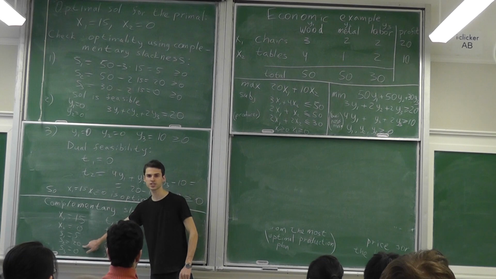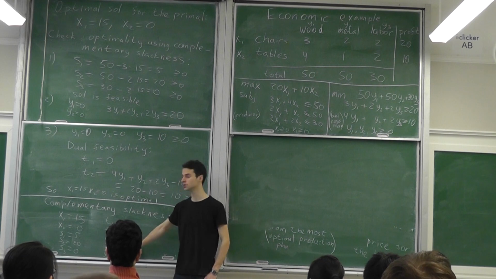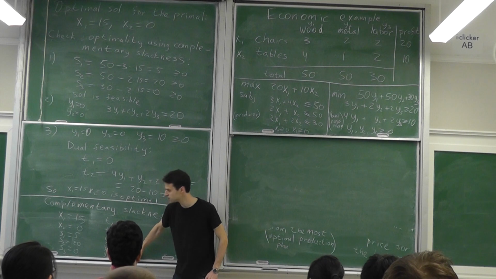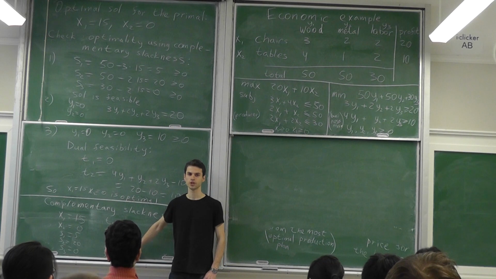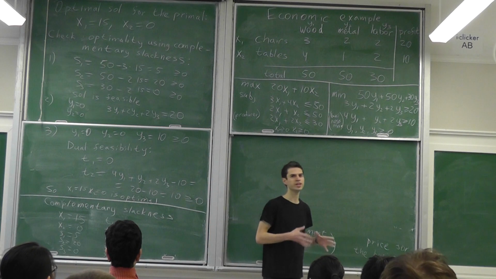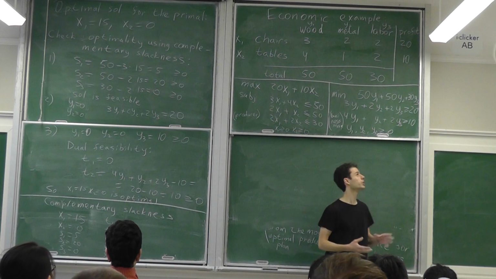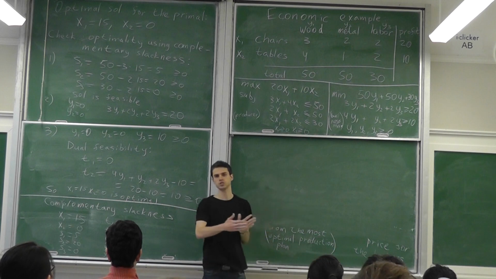Similarly here, extra capacity for metal converts to 0 price for the metal. But something quite different happens for labor. You could use more labor. If you get 1 extra unit of labor, well, this constraint got pushed to its limit.